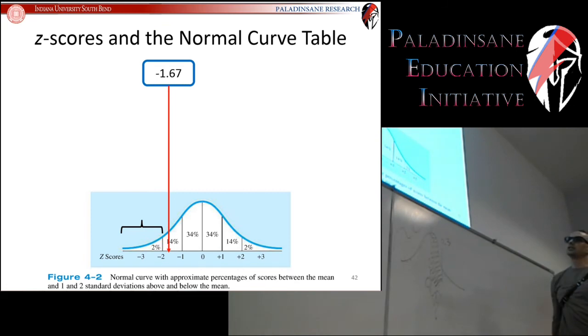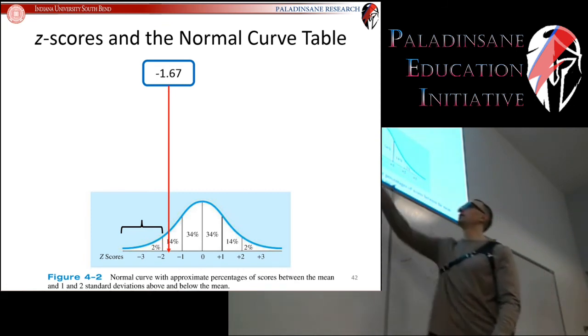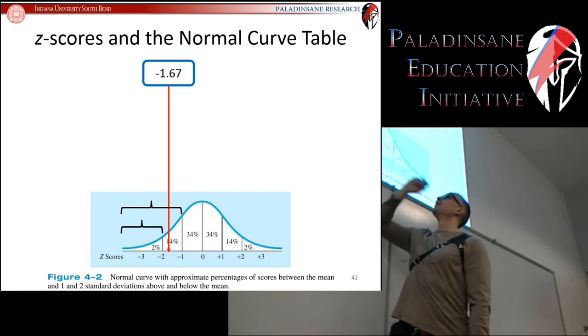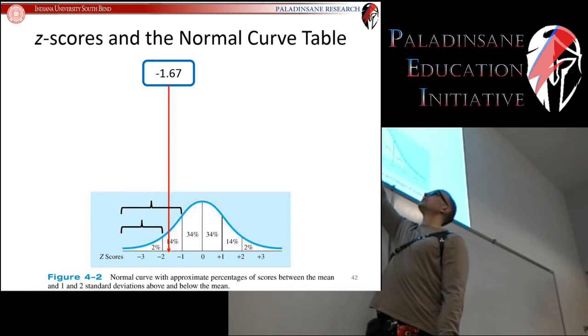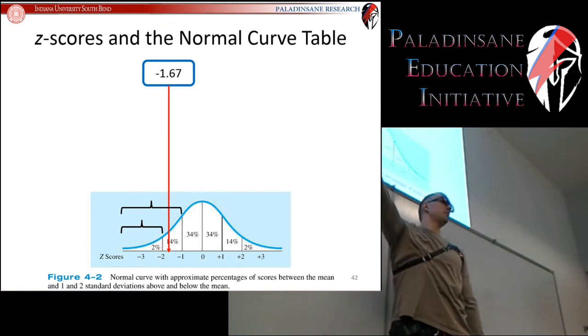The other end of the range comes from the combination of these two areas. We have all of the 2%, and we only have one little part of this 14%. So we know that we're going to be less than 14 plus 2, 16%.